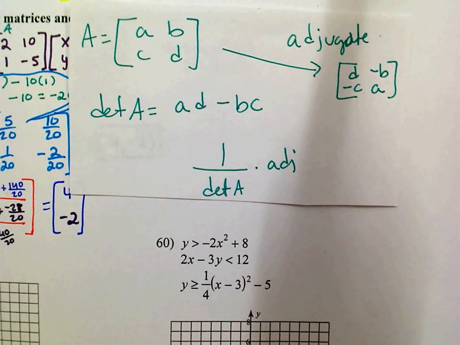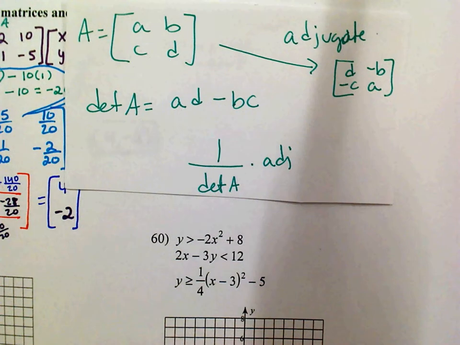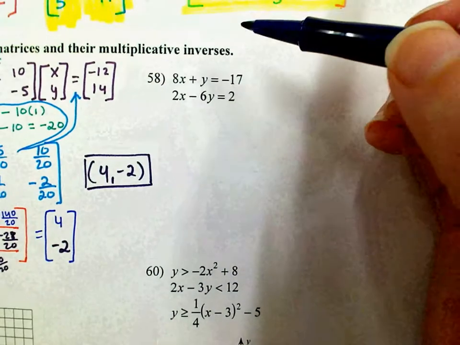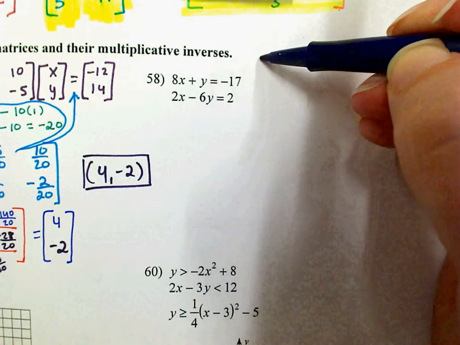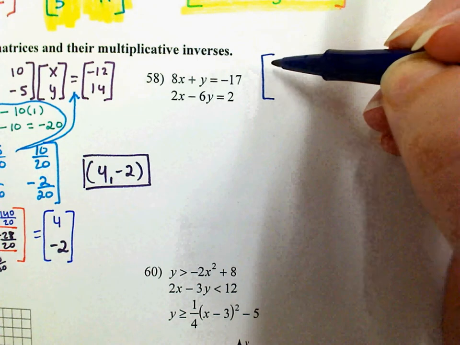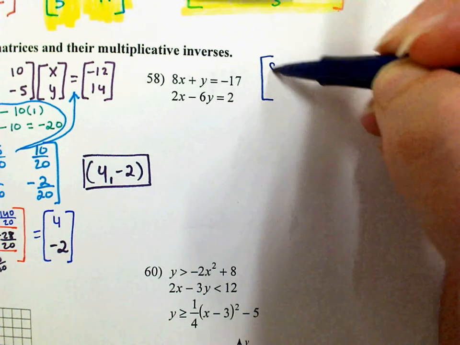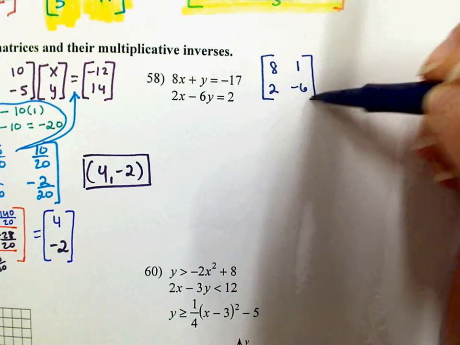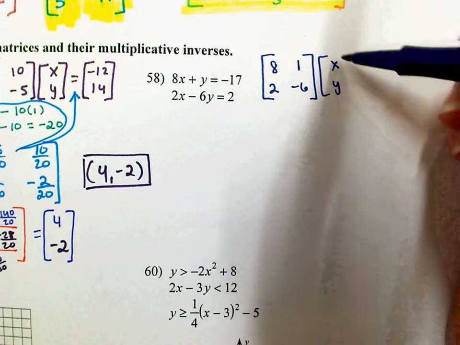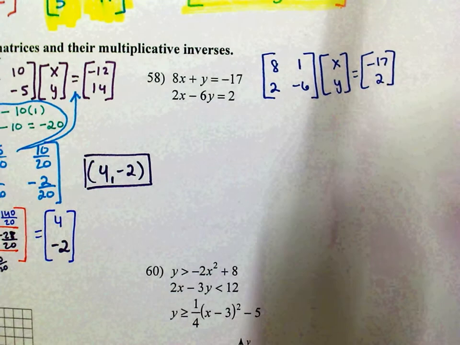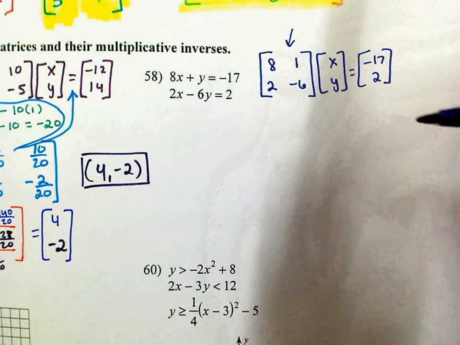Okay. I will put that back up there, but I'm going to go ahead and start. I can show it later, but let me go ahead and work it. All right, so the equation is, what is the matrix that we're dealing with? What do you think, guys? What goes in here? 8, 1, 2, -6 times xy equals, good, -17, 2. So I need to find the multiplicative inverse of that matrix right there, right?